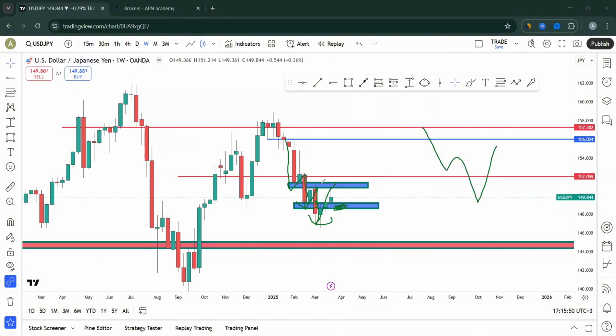So we have broken above here and we are on the equal highs. We are here, equal highs. So we have broken above this level. Price can either come and retest here, push above, or make a lower high before breaking lower.